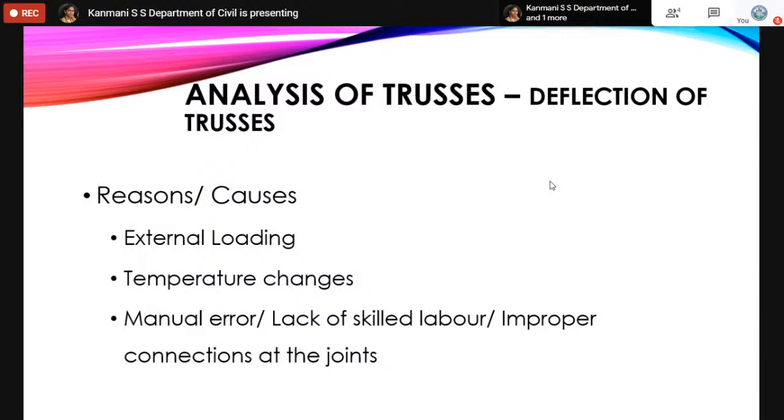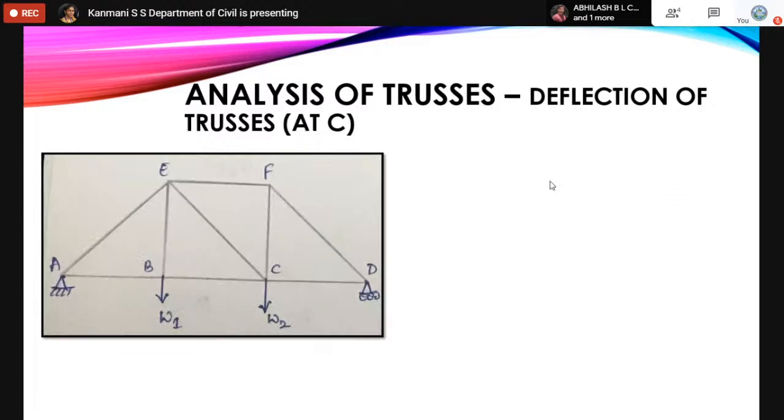The deflection may be due to external loading, or the deflection may be due to temperature changes. Of course, when there is a change in temperature, it affects the entire configuration of the trusses. And then there may be chances of improper connection at the joint because of manual error, lack of skilled labor, or lack of skilled supervision. So these are the different reasons for deflection at the truss joints.